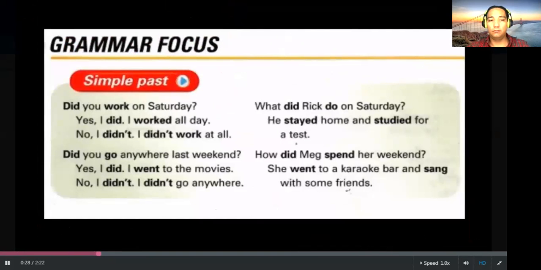Simple past. Did you work on Saturday? Yes, I did. I worked all day. No, I didn't. I didn't work at all. Did you go anywhere last weekend? Yes, I did. I went to the movies. No, I didn't. I didn't go anywhere. What did Rick do on Saturday? He stayed home and studied for a test. How did Meg spend her weekend? She went to a karaoke bar and sang with some friends.